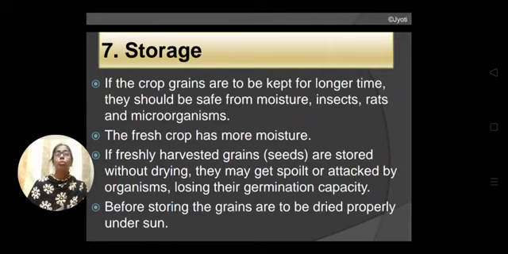And during this course of storage, they should be safe from moisture, insects, rats and microorganisms. Because the fresh crops which we collect from the field have more moisture. So if they are not dried, then fungus or some other microorganism will attack them, and that will destroy the crop. And for the next season, for growing the crop, the grains may not be available.